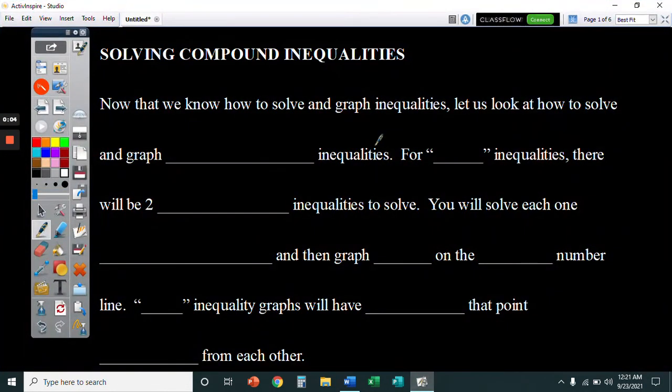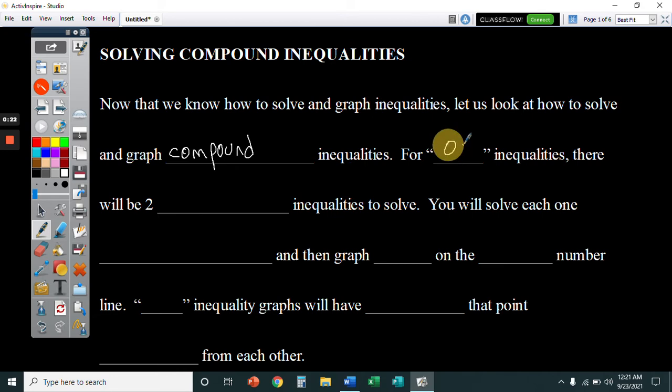All right, guys, so we're going to start our notes on solving compound inequalities. Now that we know how to solve and graph inequalities, we're going to look at how to solve and graph compound inequalities. Okay, and there are two types.